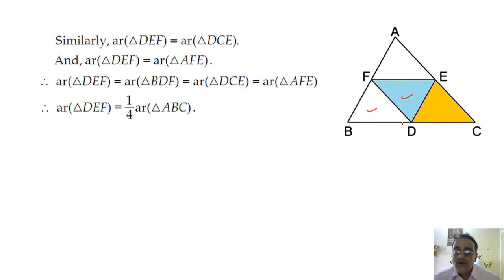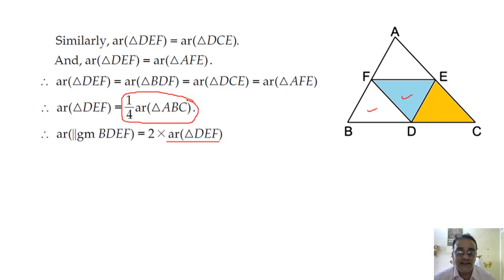Now parallelogram जो है, the area of this parallelogram we can say the double of this blue color triangle. Clear? ठीक है, double of this blue color triangle, that is DEF. Now that I'm going to write the next step. Area of parallelogram BDEF is 2 times area of triangle DEF, and already area of triangle DEF we have shown that this is 1/4 of triangle ABC. This we are going to substitute here. यहाँ पे substitute कर रहे हैं इसको.